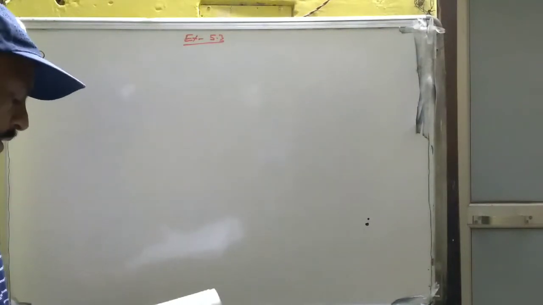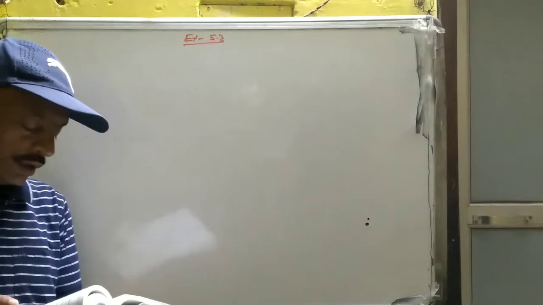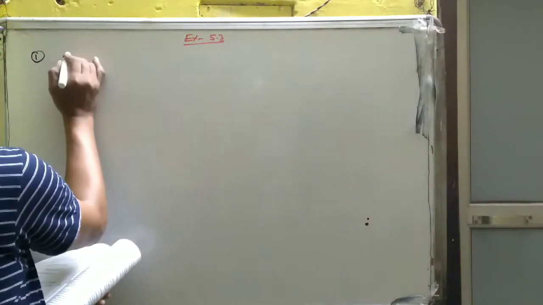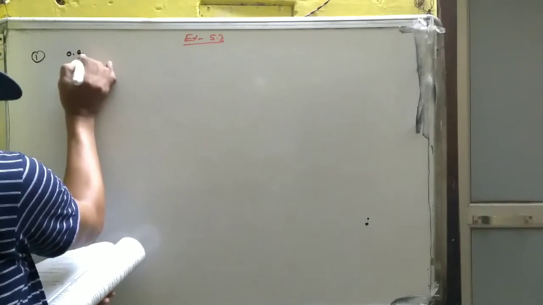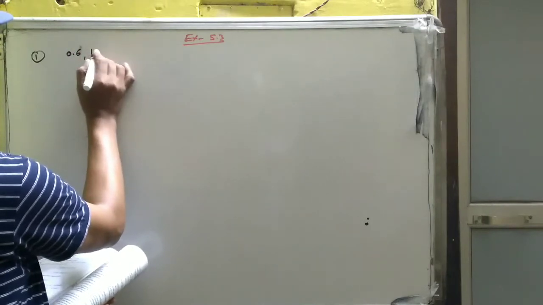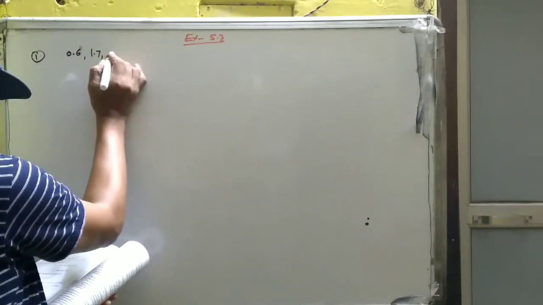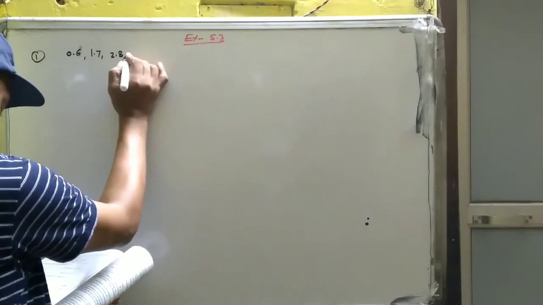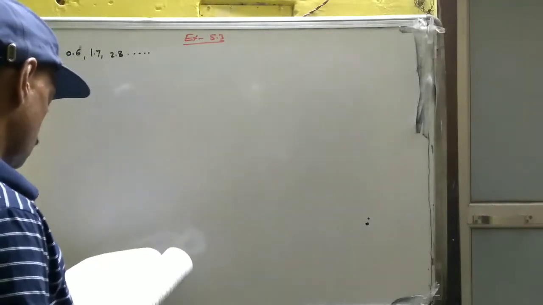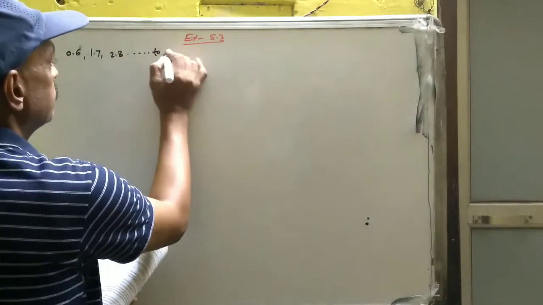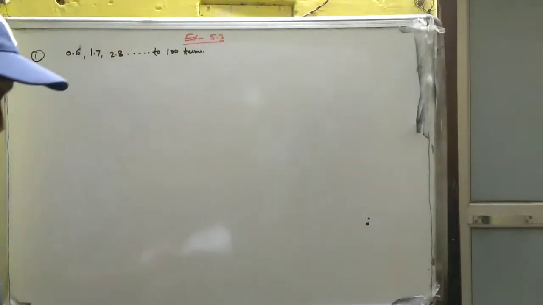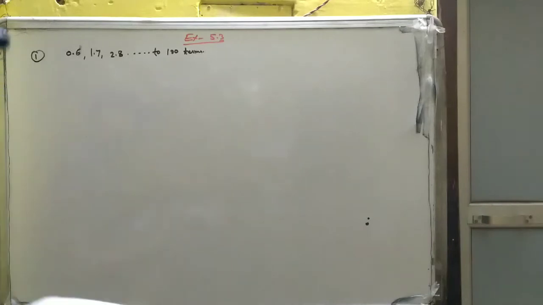First question, I am taking the third one of the first because the questions are similar. So the series is 0.6, 1.7, 2.8 and 100 terms. Okay, so let us solve this question.